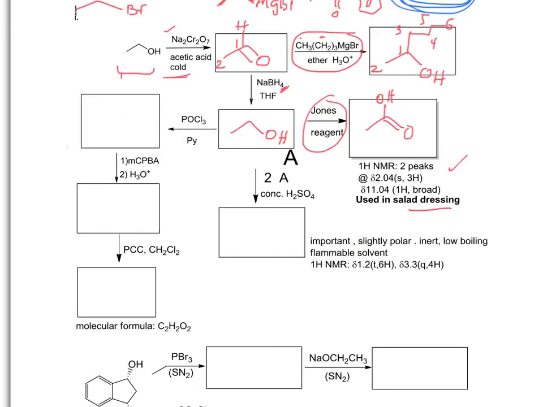Now, once you have your alcohol, POCl3 pyridine, that's a dehydrating agent. So that's going to give you your alkene because you're removing OH and you're removing H from the neighboring carbon, from the beta carbon. MCPBA gives you epoxide. So you're supposed to get an epoxide first. And then we are treating that with hydronium, that means that epoxide is going to ring open. It's going to give you the trans diol. We treat that with PCC, so that will give you 2 aldehydes.